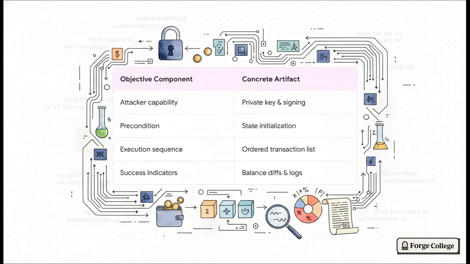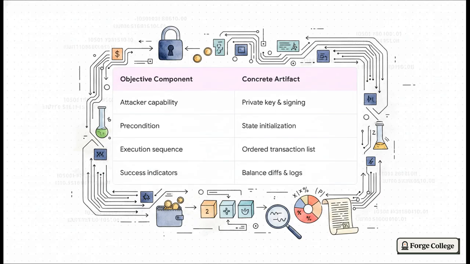And notice how cleanly we can map these abstract heist goals right into concrete code. Your attacker capability, that literally just becomes a private key and a signing routine in your script. The preconditions turn into state initialization calls, basically funding the wallets and setting the stage. Your execution sequence is simply that tightly ordered list of transactions. And finally, the success indicators are the cold, hard math, the balance differences and event logs sitting there at the end of the run.